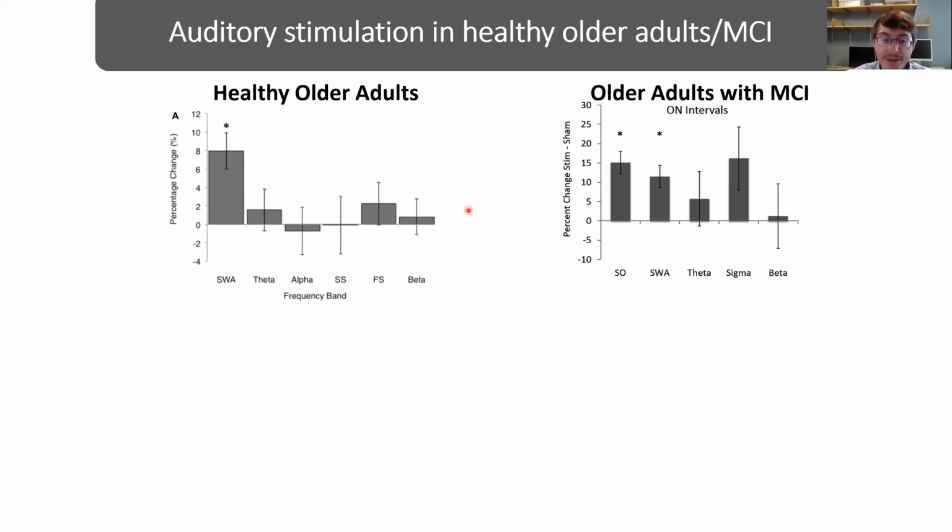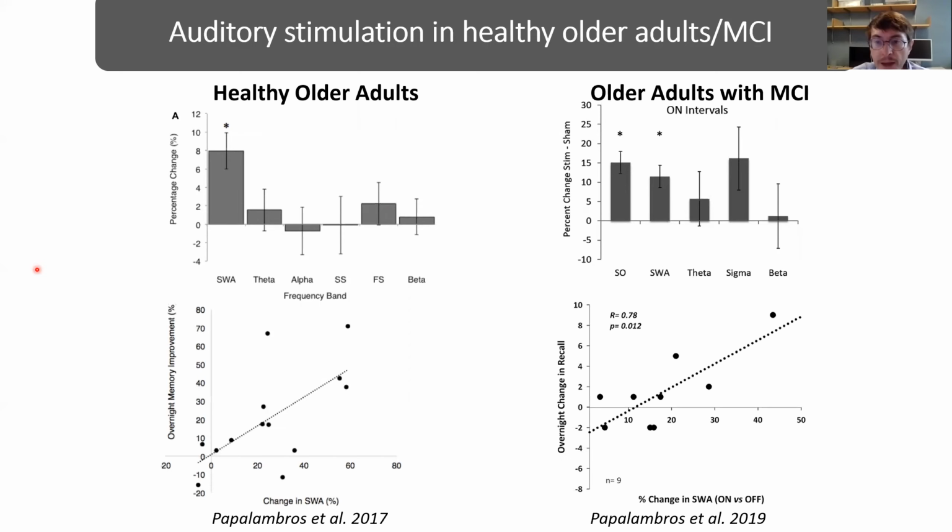And that speaks to an optimization problem, trying to figure out really how the networks are responding in different people and in different populations, which is, I think, the next big task that we have for this. And they also found that the changes in slow wave activity correlated with their overnight changes in memory improvement in both healthy adults and those with mild cognitive impairment. So again, really hitting on this relationship between the oscillations and memory.